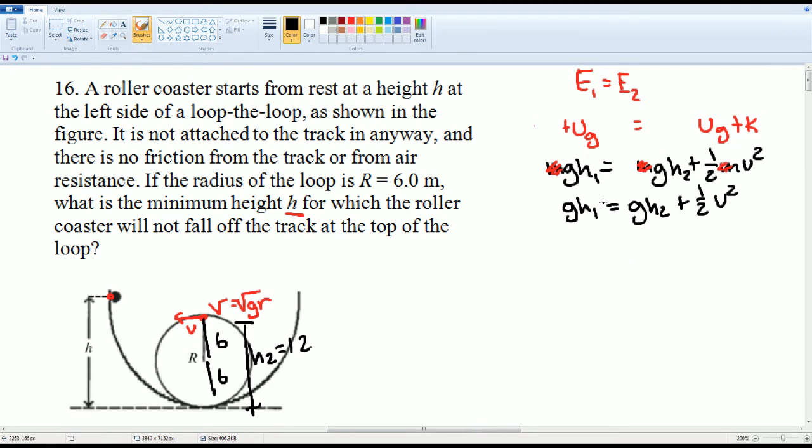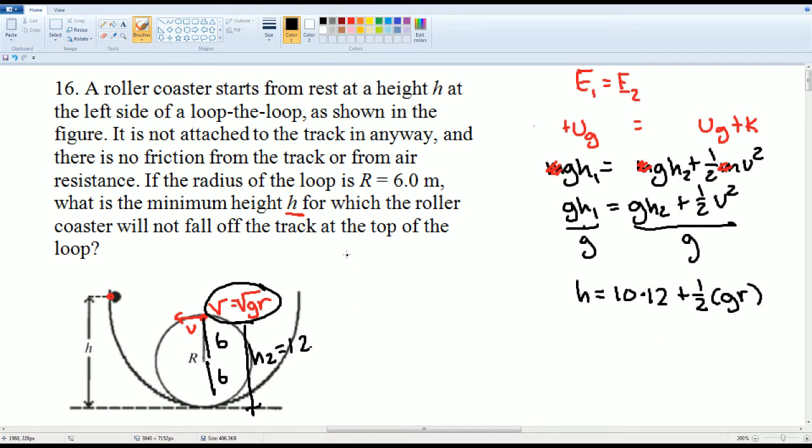All I'm gonna do now is just divide by g. Height h1 is equal to g, which is just 10, times height 2, which is 12, plus 1/2 velocity. I know my velocity here. Velocity is square root of gr. So this is going to be times gr. Why? Because if I plug it in, square root of gr squared cancels. It just becomes gr. If you're wondering how I just got that gr.